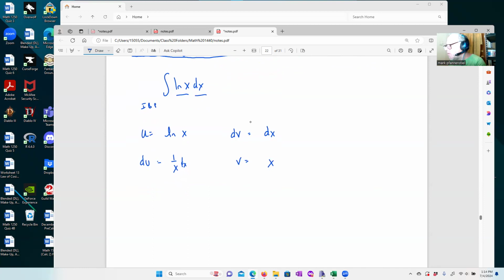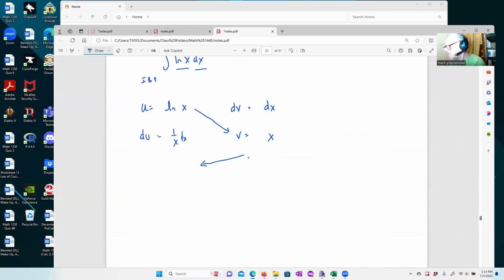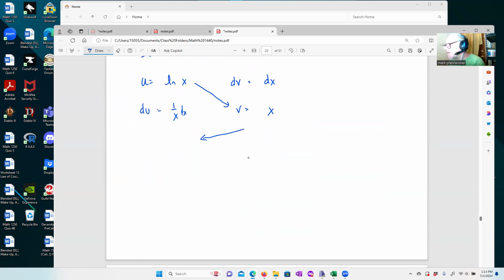Then all we have to do is say uv minus the integral of v du. Remember, that was our formula. So you set this little box up, and all you have to do is go diagonal and then across. And that's your integration by parts. So we're going to say uv, which is x ln x, minus the integral of this piece here, x times 1 over x dx, right?